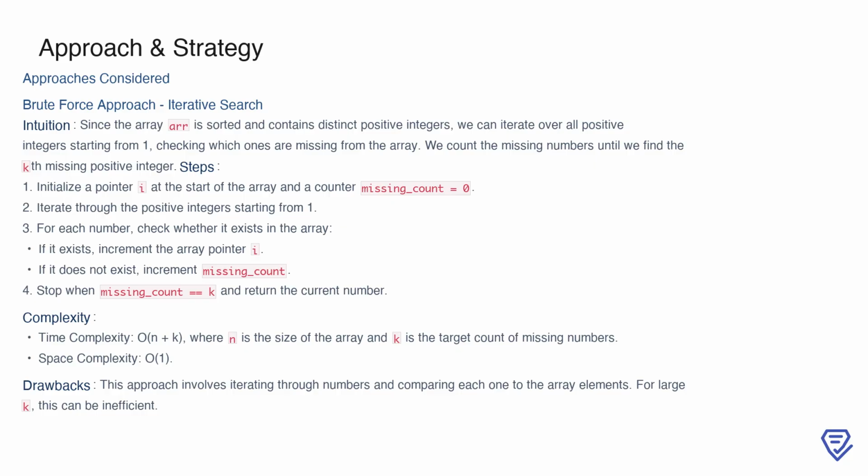While this method is easy to understand and implement, it has drawbacks. For large values of k, it can become inefficient because we end up iterating through many numbers, making the time complexity O(n + k). Furthermore, it requires constant comparisons, which can be time-consuming for bigger inputs.